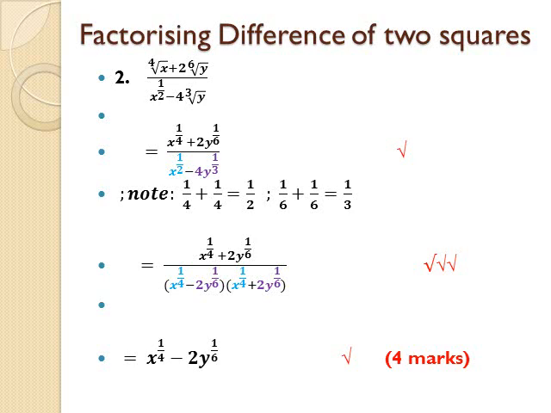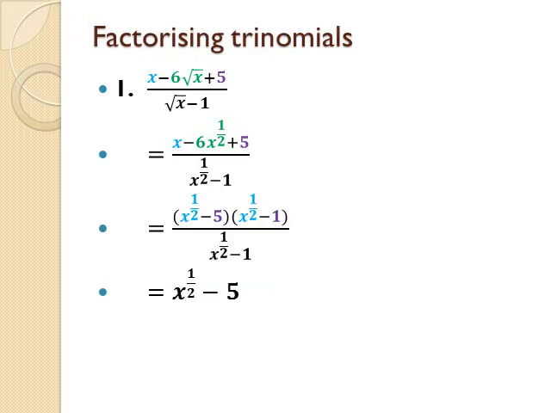Next problem. Now we're looking at factorizing trinomials. So they've given me x minus 6 square root x plus 5, and the bottom square root x minus 1. So that can be rewritten as x minus 6, x to the power half, 1 from inside and 2 from the square root, plus 5. Bottom here I have x half minus 1.